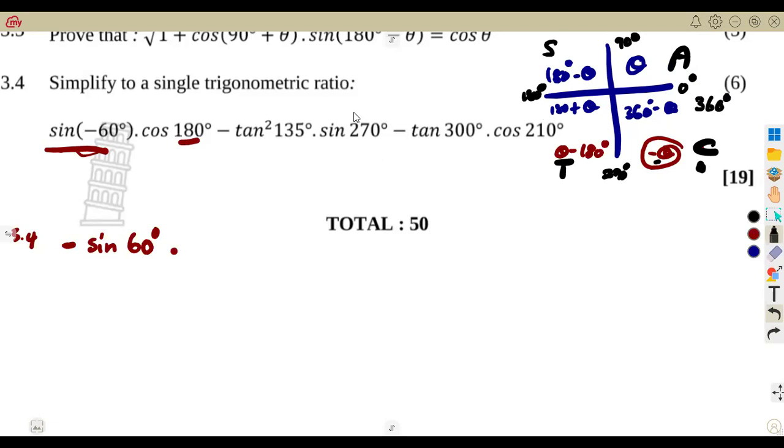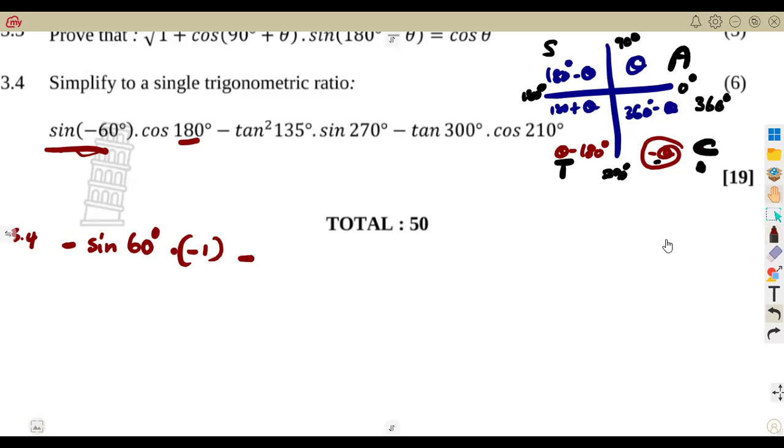Or just use your calculator. These are just special cases where sine is 0 and cos is 1. So for this one, just use your calculator, guys. All right. So cos 180, that's negative 1. If you do not know this, guys, that's negative 1, or just use your calculator there. All right. Minus tan squared 135. This is tan squared 135.